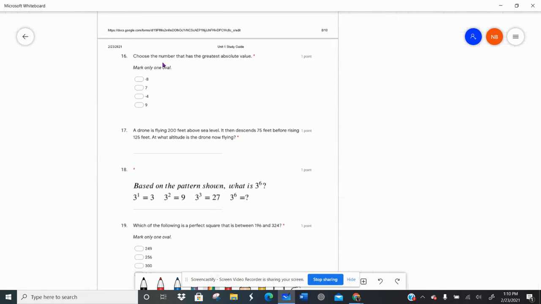Let's look at these. Choose the number that has the greatest absolute value. Remember, absolute value is just fancy words that means how far this number is from 0. When we calculate absolute value, it's always going to be a positive number because distance is always positive. So really, I'm just looking for the biggest base number. So the absolute value of -8 would be 8. The absolute value of 7 is 7.